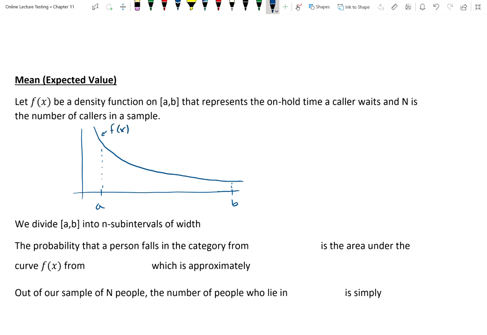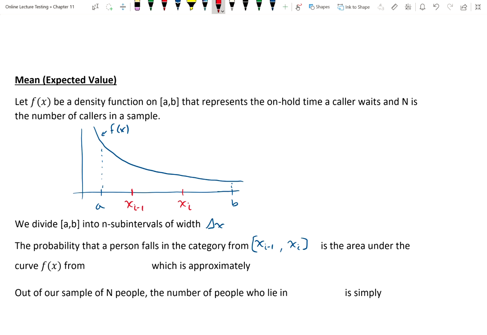So first of all, we're going to divide [a, b] into n subintervals of width delta x. Does that sound familiar to everything that we've dealt with before? All right. The probability that a person falls into the category from x sub i minus 1 to x sub i. And here we're going to represent this in red so that we can distinguish between the two. I'm going to exaggerate this, but this is what we're going to be doing on every single piece. So here we're on some subinterval.